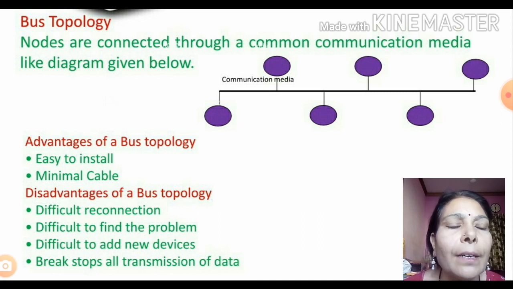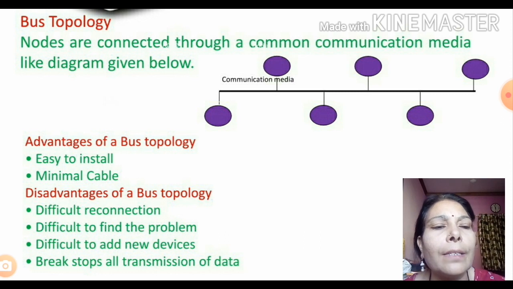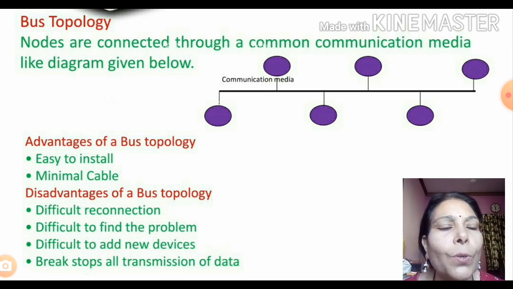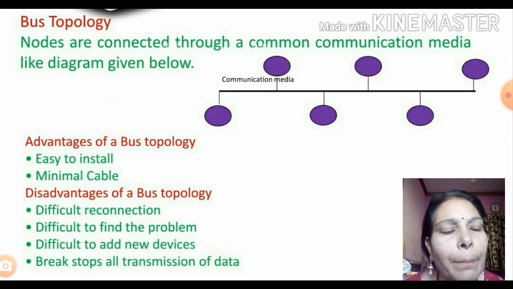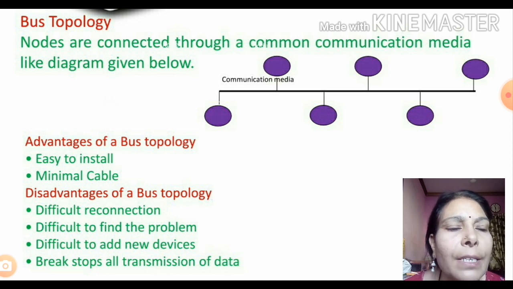In this, the main advantage is that it is very easy to install, because the single cable is there and we can easily connect the nodes. And the minimum cable is required, because short length cables are required. We can easily connect each node with the central cable through which the communication takes place. These are the two main advantages of the bus topology. There are certain disadvantages also, and the major disadvantage is that it is very difficult to find or diagnose the problem or to find the faulty node.